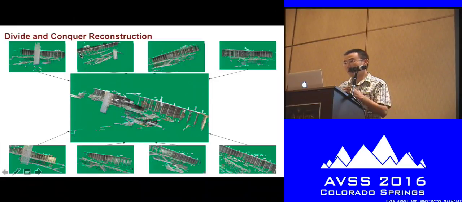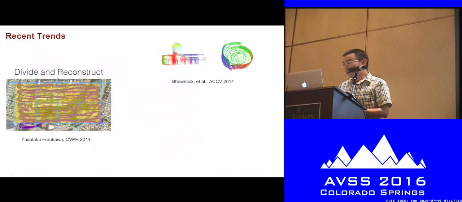But the problem is that when you reconstruct them separately, each is in its own virtual coordinate system. So if you put them together, it will look like this. They're different in scale, rotation, and translation. So we need to find a method to merge them.